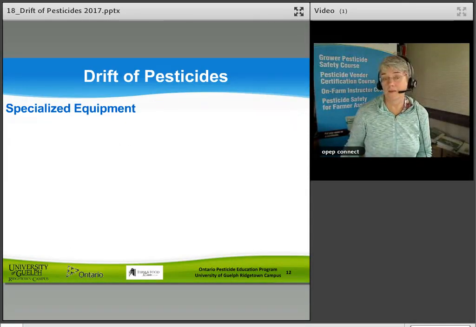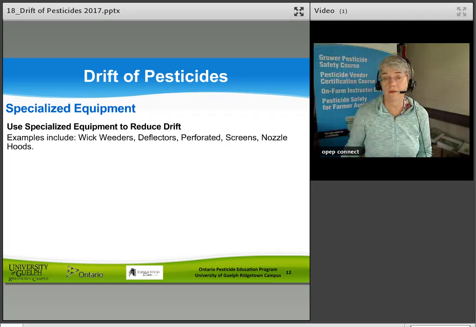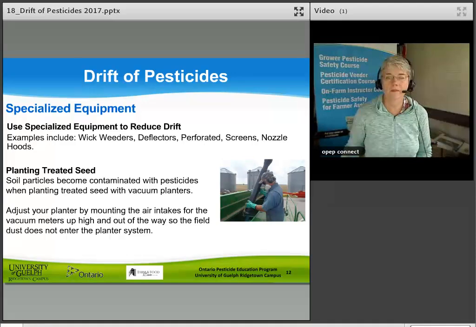Specialized equipment, the last thing under equipment we'll chat about. There is some specialized equipment that can eliminate or reduce your drift. Wick weeders can be used across the field, wiping the pesticide onto the higher weeds. Deflectors over the boom, perforated screens, and nozzle hoods are all available, helping to reduce drift.